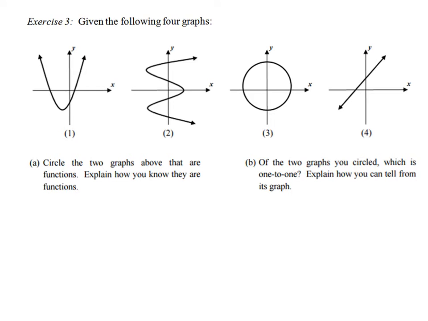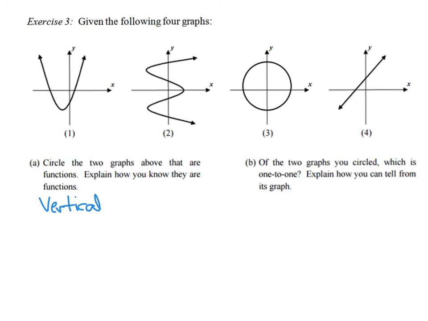Now let's take a look at some graphs and see if we can tell whether we have functions and one-to-one functions for the following 4 graphs. So in part A it says circle the 2 graphs above that are functions. Explain how you know they are functions. You should recall from a couple lessons ago that in order for something to be a function, we have to have a graph that passes the vertical line test.